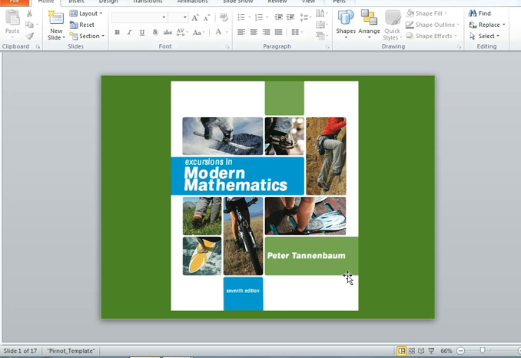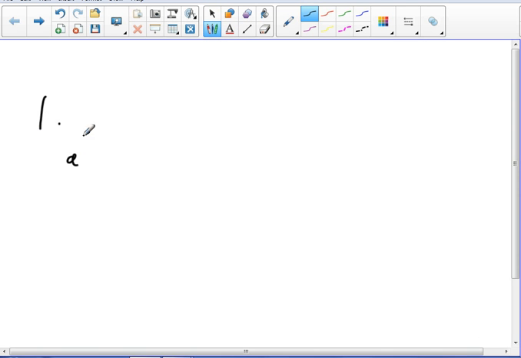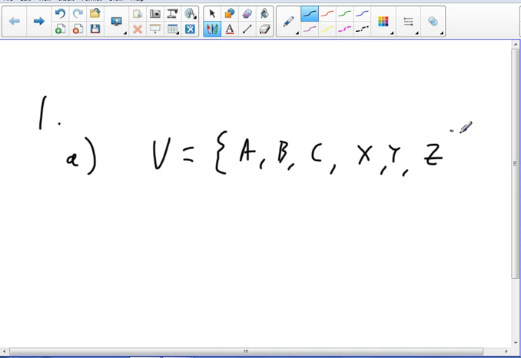Okay, now we'll come back to the homework and see whether or not we can do homework problem number 1 yet. For the graph shown below, find the set of vertices. Okay, so number 1, A: the set of vertices. A, B, C, X, Y, Z.